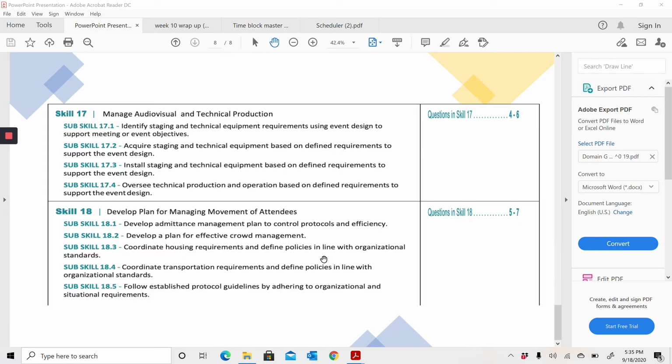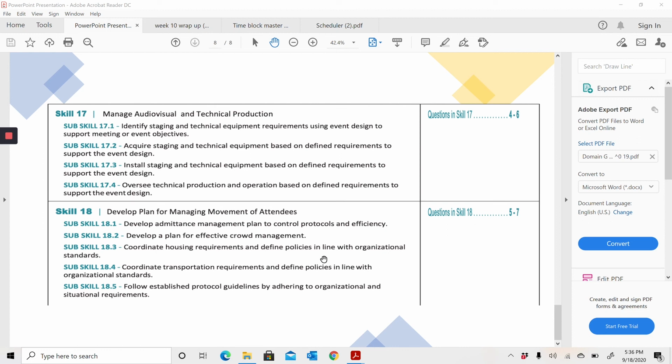All right, so let's wrap up G, because I am ready to be done with G. So identifying, acquiring, and installing. That's basically all of the manage audiovisual and technical production. We talked about identifying, acquiring, and installing the staging and technical equipment, and knowing the difference between all of those and when you need that. Overseeing technical production and operation, knowing the different roles, things like that.